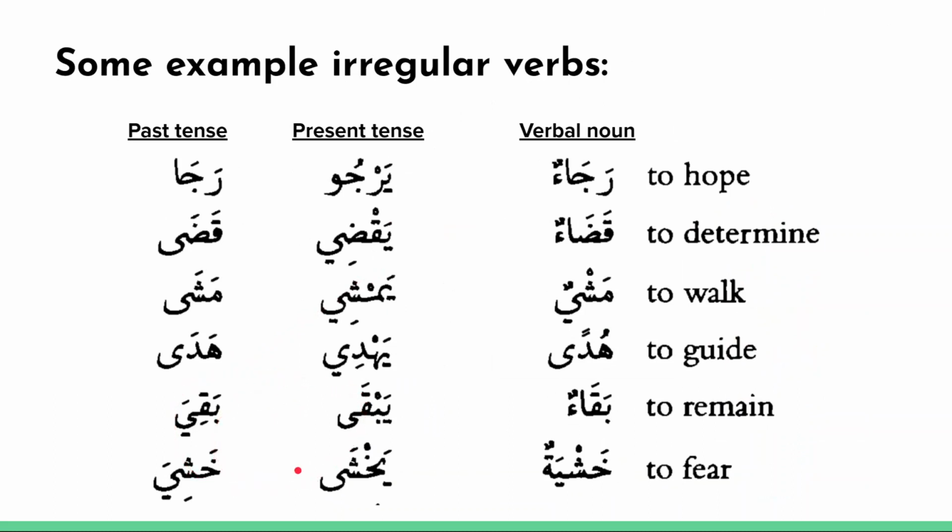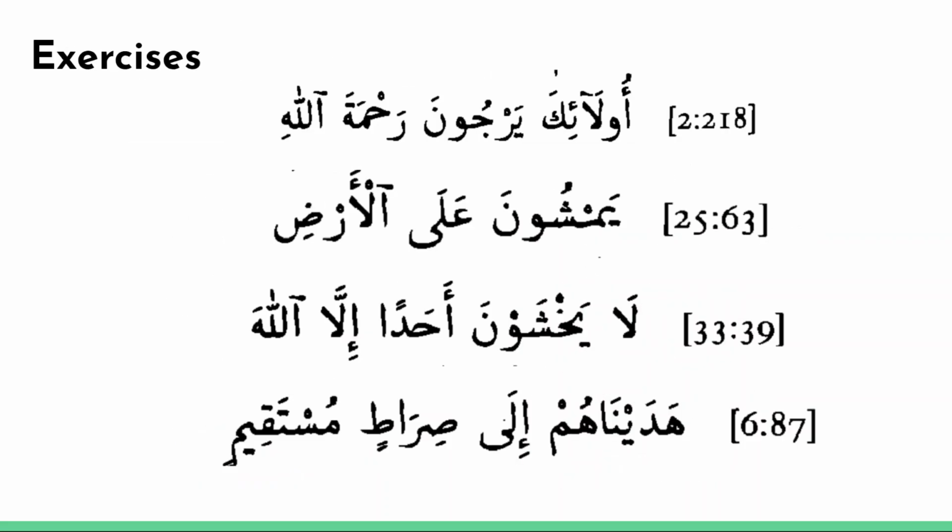All right, so let's practice this by looking at some verses in the Quran where these irregular verbs appear. We'll start with أُولَٰئِكَ يَرْجُونَ رَحْمَةَ اللَّهِ. Those are the ones that hope for the mercy of God. Okay, so we see here yarjuna. This is present tense, third person, masculine plural. Yarjuna. They're the ones that hope for the mercy of God.